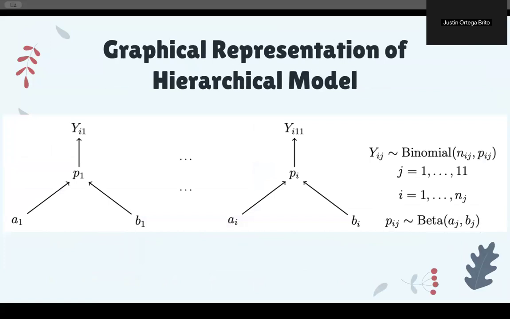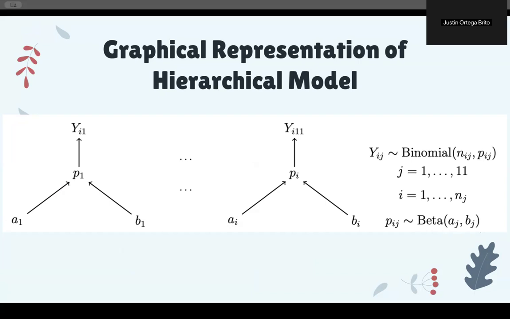Continuing on with our methodology, we're implementing a beta binomial hierarchical model where we use the random variable Yij to represent deaths for surgeon i in region j. The sampling density for Yij follows a binomial distribution where Nij is the number of cases for surgeon i in region j, and Pij is the mortality rate for surgeon i in region j.